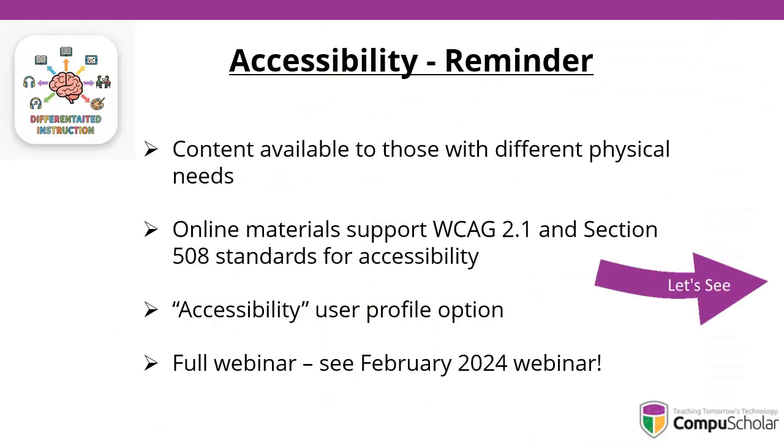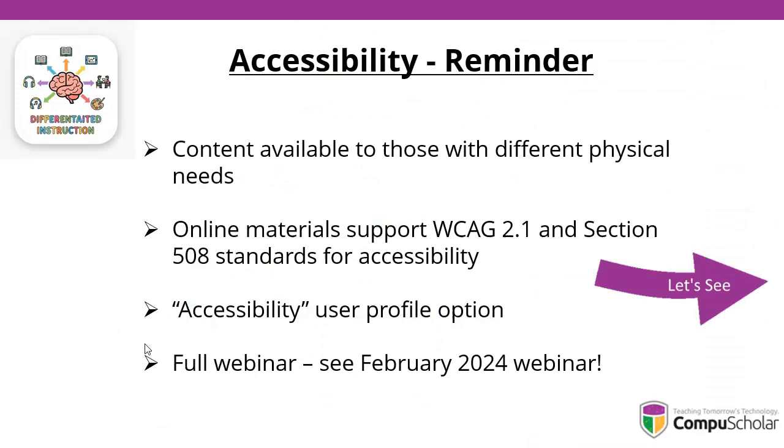Okay, so just as a reminder, a big part of supporting differentiated instruction and student accommodations is the topic of accessibility. And this basically refers to making content available to those with different physical needs. So whether you need to have things read aloud to you or have special contrasts and highlighting and that sort of thing, all of the access to online materials is supported by certain standards, WCAG 2.1 and Section 508. So our online system does support these standards for accessibility. And some of those features are turned on when you select an accessibility user profile option. So I'll show you where to find that in just a moment.